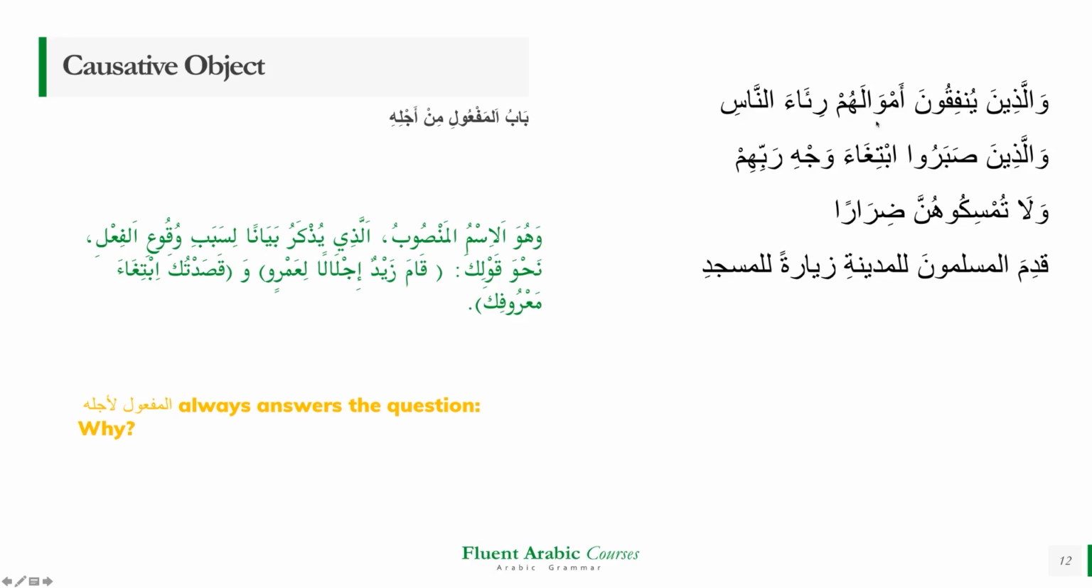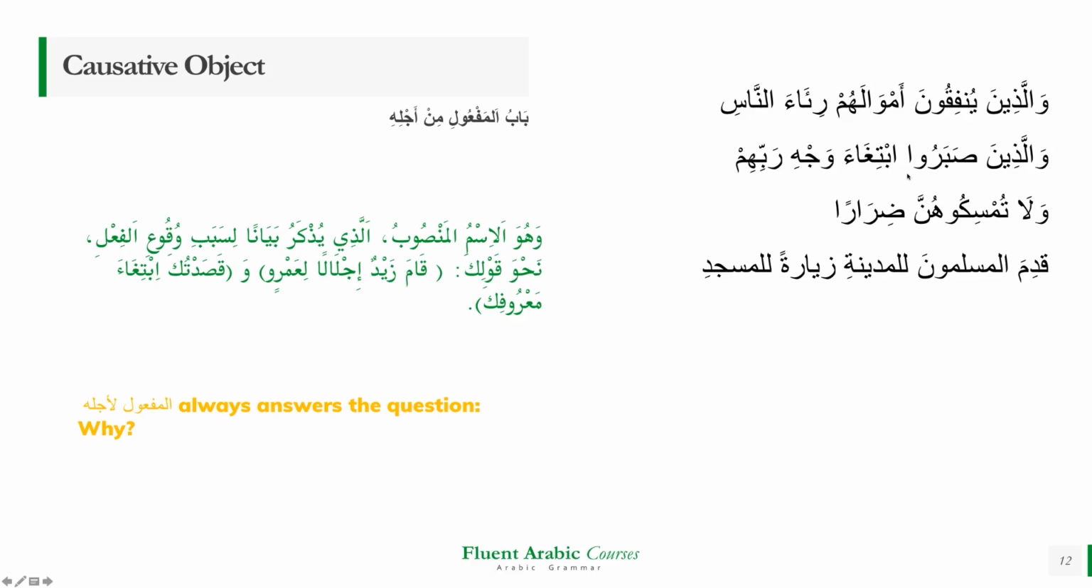وَالَّذِينَ يُنْفِقُونَ أَمْوَالَهُمْ رِئَاءَ النَّاسِ. An ayah of the Quran. Those who spend their wealth to show off to the people. So the causative object always answers the question of why. Why did these people spend their wealth? It is to show off.